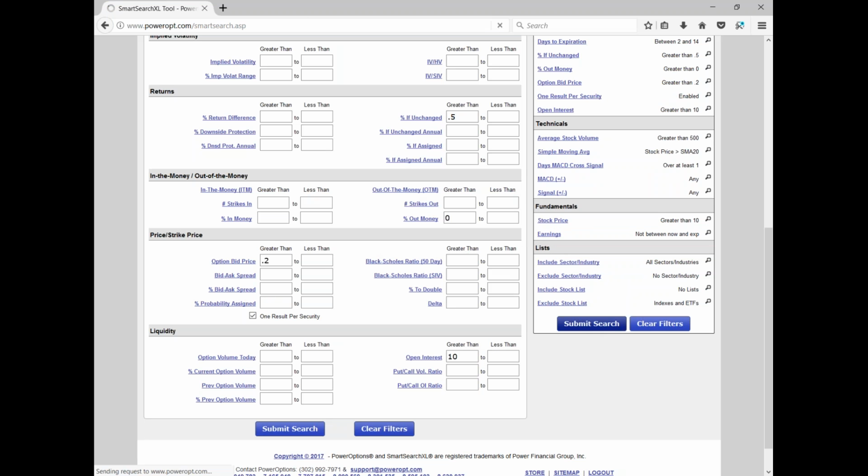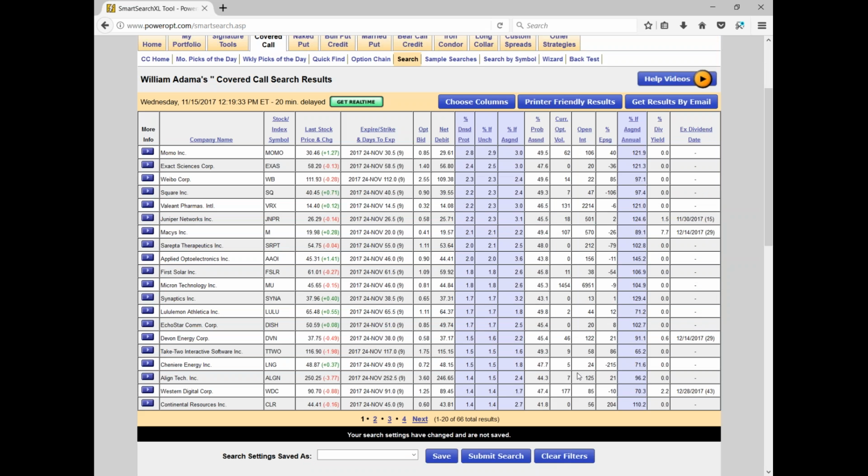Leave the rest of the filters. Go ahead and click Submit Search. Now we've got exactly what we wanted. The same stocks we saw before, some of the therapeutics, Micron Technology, Lululemon, names that we recognize, but now we're looking at the out of the money options, either just at, here for MOMO, stock at 30.46, and of course we're looking at the 30.5 strike. Micron, we're looking at the 46 with a stock trading at 45.65.